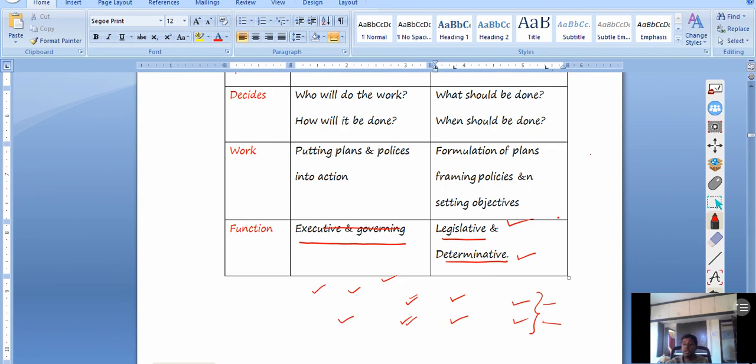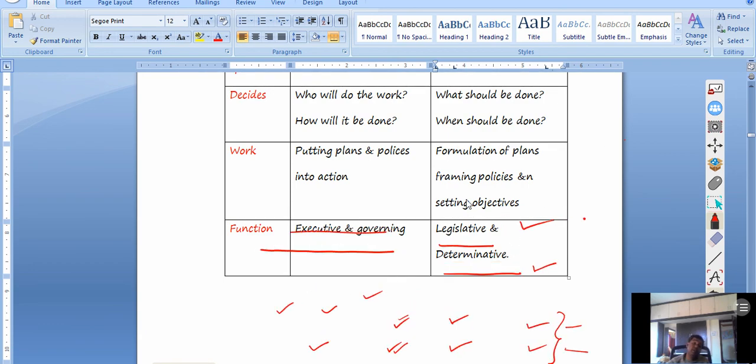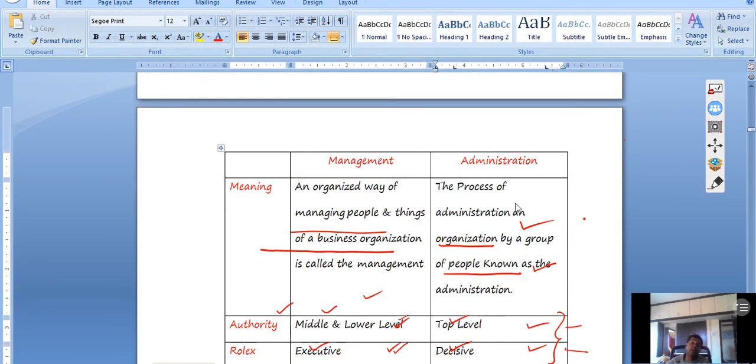The top level management people are responsible for that one. Nobody is going to punish the low level management people. No, sorry, not punishment, responsibility. We are not going to take the responsibility on the low level management people. We are going to take the responsibility at the top level. If the project fails, who is responsible? Top level management people are responsible because they make the policies, and middle level people implement the policies. So these are the functions, the difference between management and administration.